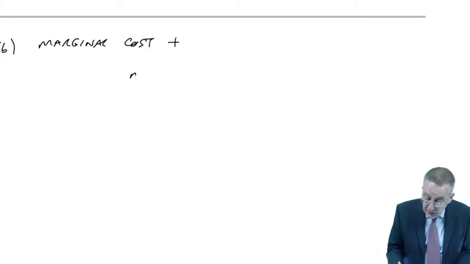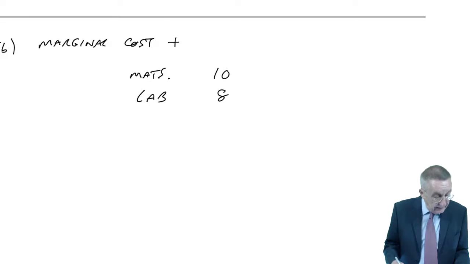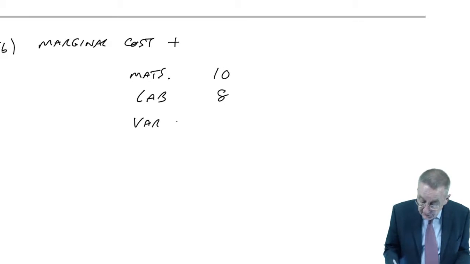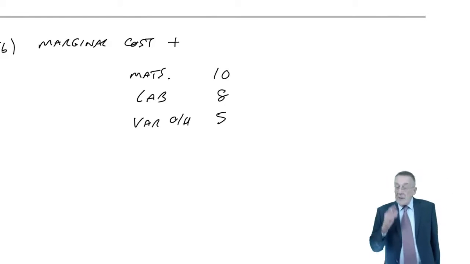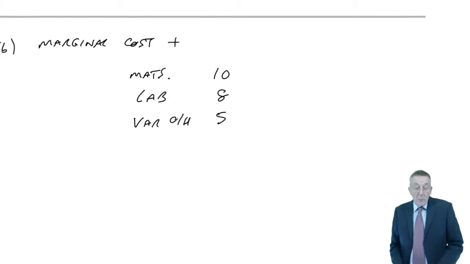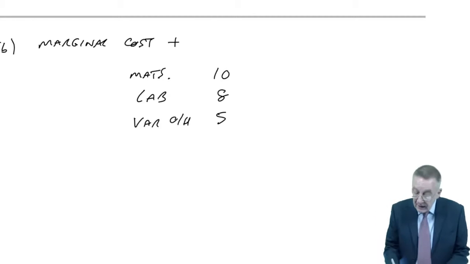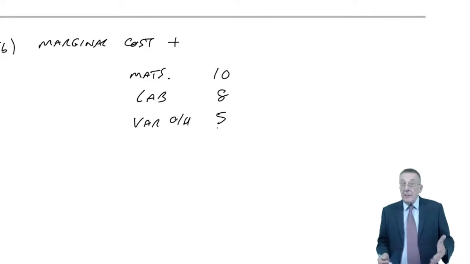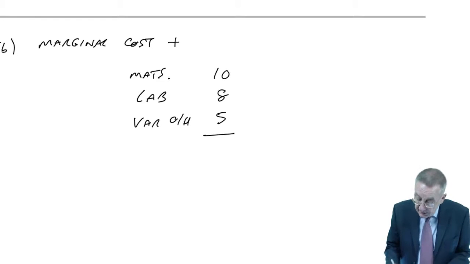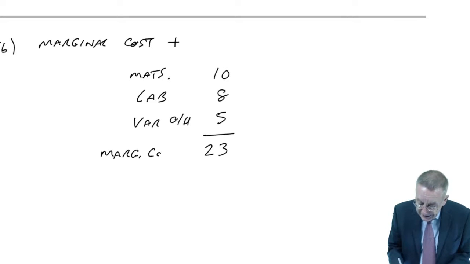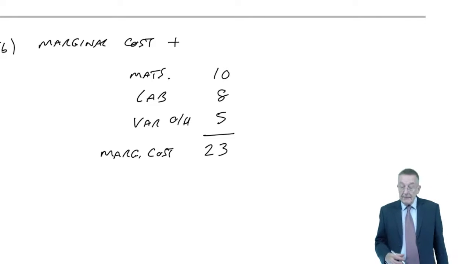So what is the variable cost? The materials are $10, labour is $8. Variable overheads are $5. Because of that absorption problem, I won't bring in any fixed costs. We'll be paying the fixed costs whatever happens. It gives us a variable cost or a marginal cost of 23.